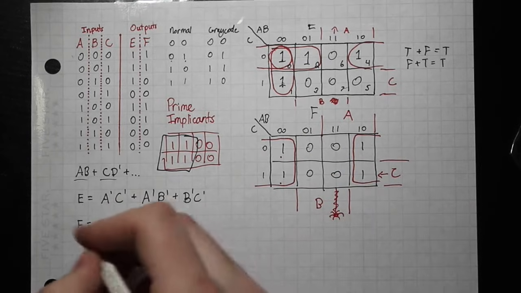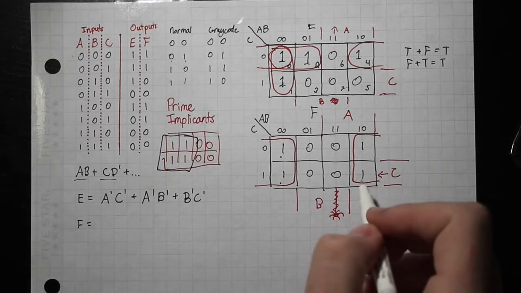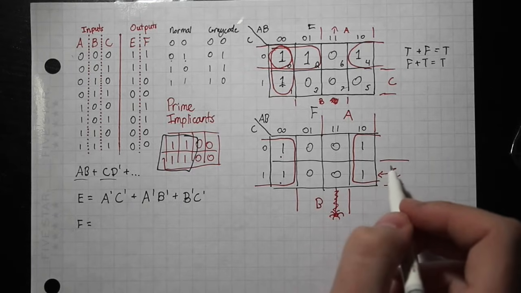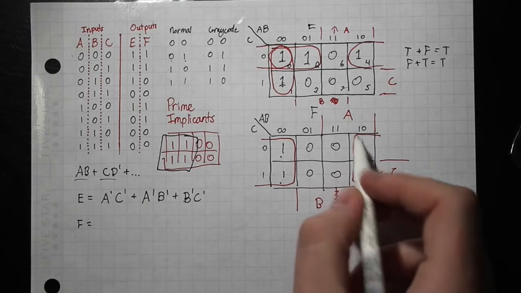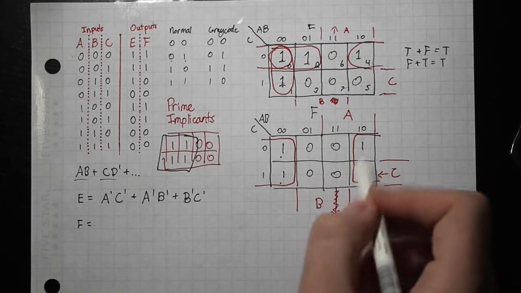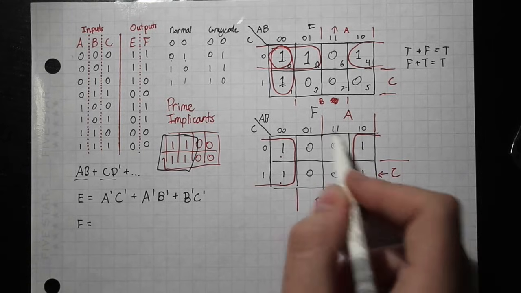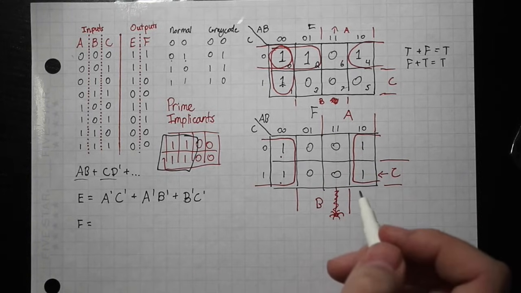So F is a much easier minimal form than E because we only have one prime implicant. We have this giant one right here. And it's actually super simple. So if we look at A, it's inside of A here, and it's outside of A here. Because remember, A is these right four. You can tell by our little drawing here. So it's inside and outside of A, so we're going to leave out A.